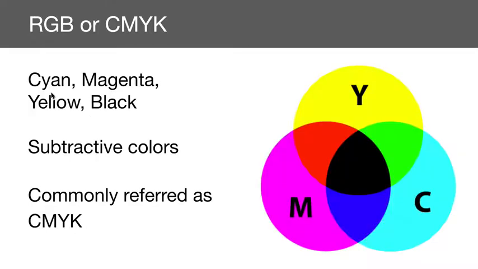and CMYK is known as cyan, magenta, yellow, and black. They're known as subtractive colors. This is commonly referred to as CMYK, and if you're working with pigments of color, which we'll talk about in just a moment, if you take all the colors away, you have nothing. If you add all the colors, you get a full color or black.